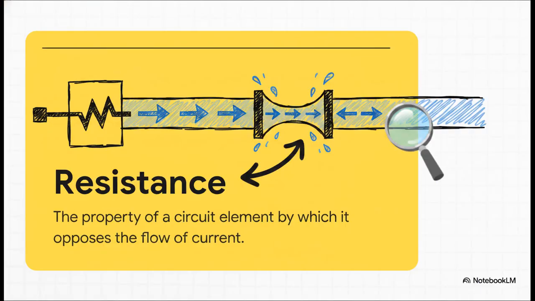The concept here is absolutely straightforward. Resistance is simply the property of a circuit element by which it opposes the flow of current. Think of electrical current like water rushing through a pipe. A resistor simply narrows that pipe, intentionally slowing the flow down. It's a deliberate, controlled bottleneck that keeps the energy from rushing through all at once.